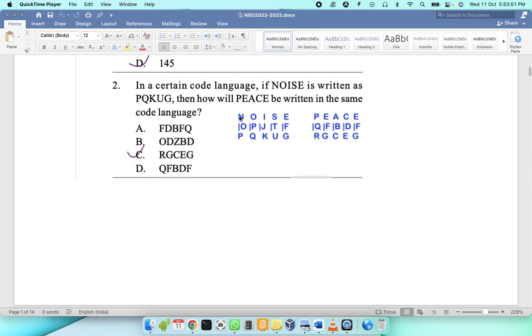For each letter of the word, we skip one letter to get the next. So here we find noise is coded as this. So peace, when coded in the same code language, is RGCEG, which is the C option.